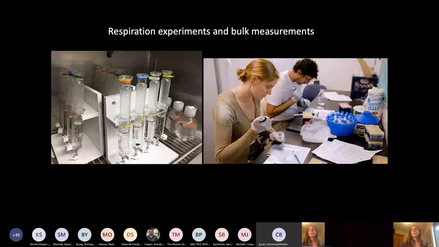And so we did these experiments to find out how much carbon dioxide and dissolved organic carbon these zooplankton were actively transporting to depth. Those were those bottle experiments. And then on the right here is a picture of Amy and her technician, Andrea, doing bulk measurements of ETS, or electron transport system measurements.